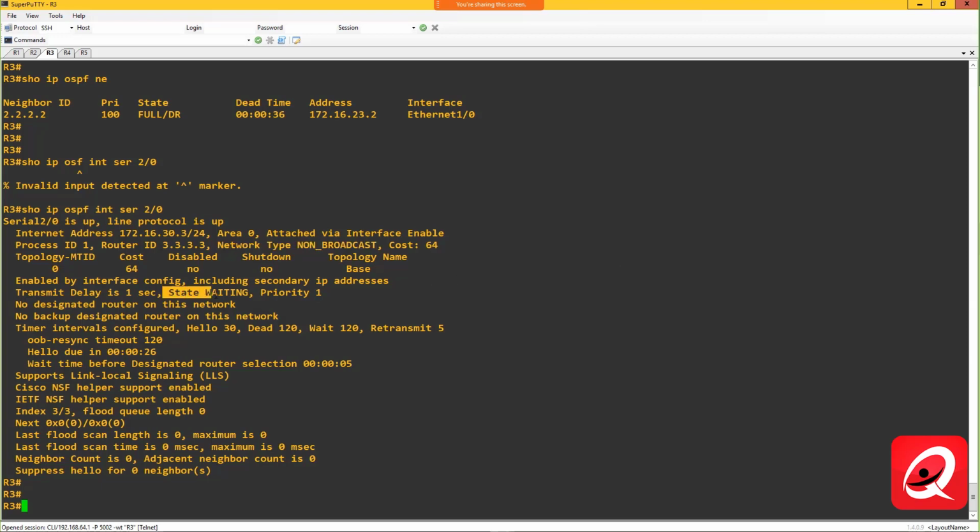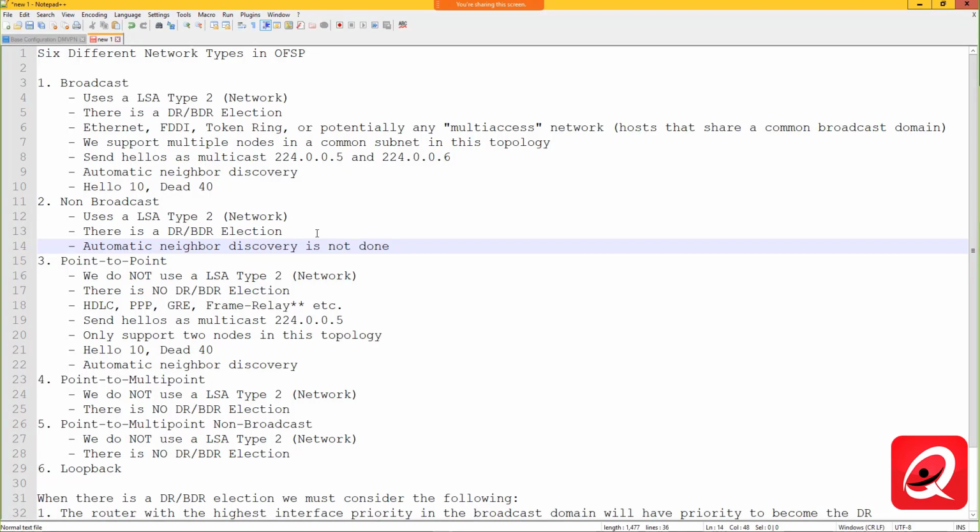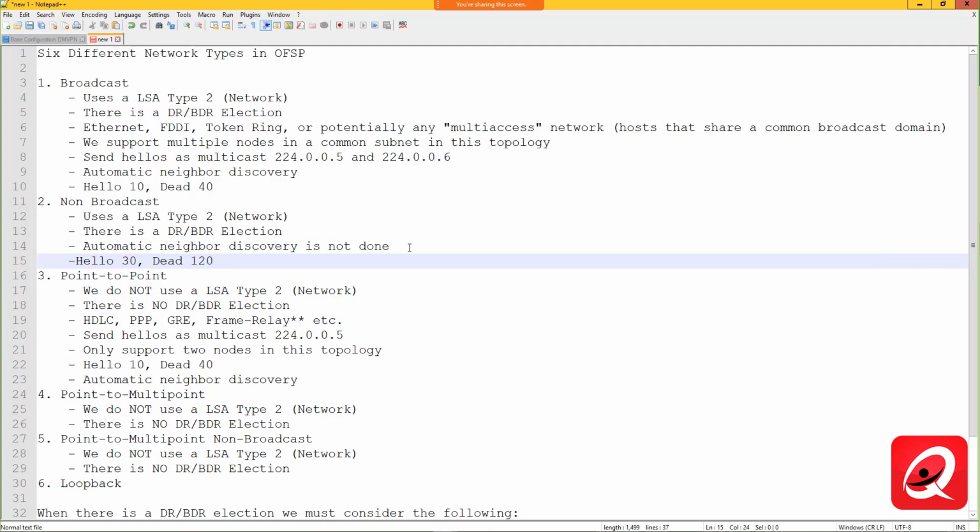And we can see that we're kind of stuck in this waiting state. That means there's a DR/BDR election, by the way. We're stuck in this waiting state. Notice the timers are different as well. For any kind of NBMA network, the timers are 30 seconds and 120 seconds. So now we're starting to see, with this network type, there's quite a few differences in the topology and how OSPF interprets the topology.